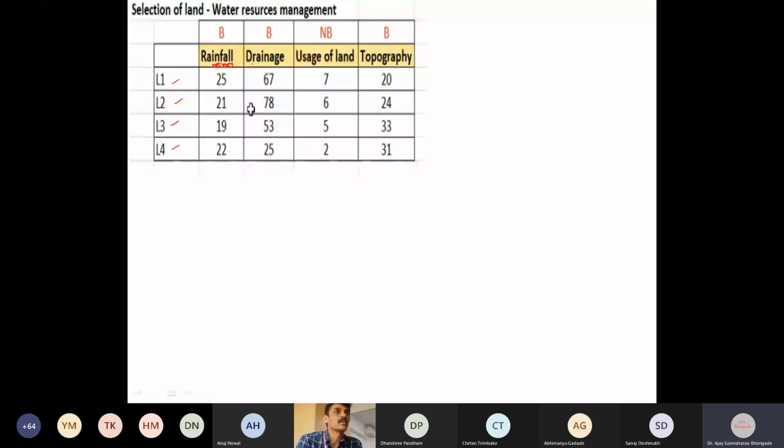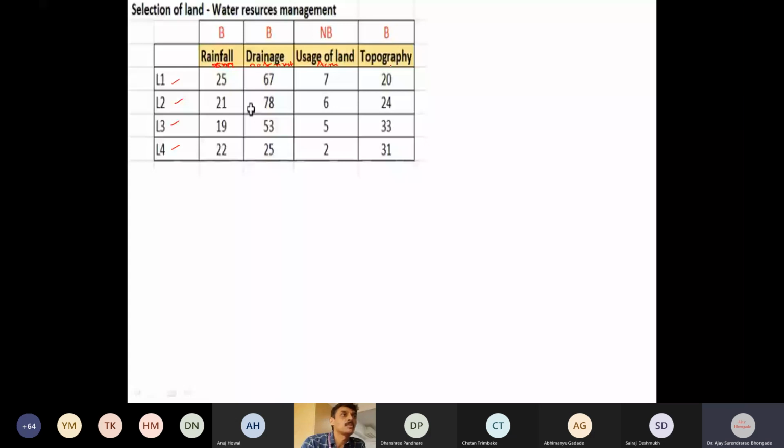Uses of land, some of the land could be measured in acres, right? So we can say 7 acres of the land is being used in that particular area, 6 acres in another area, something like this. Topography is again where it is situated, above the land or above the mountain or something like that. Now we are calling it beneficial or non-beneficial.